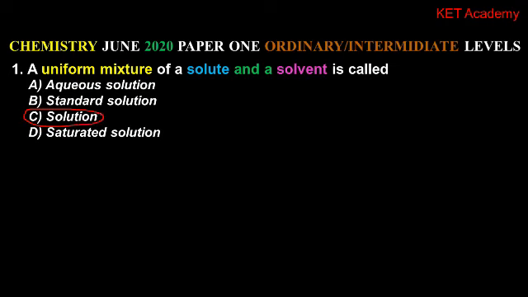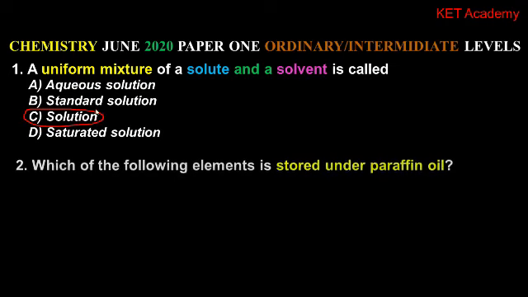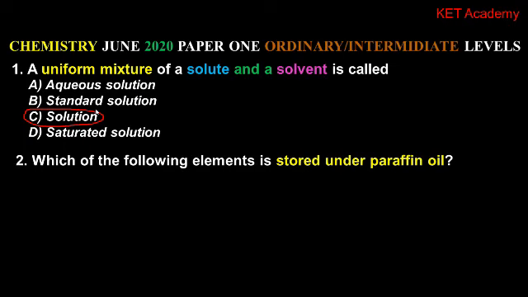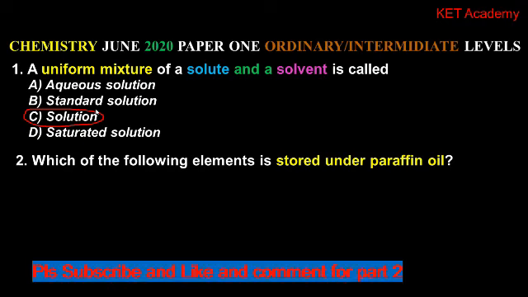That's our answer. Now the second question: which of the following elements is stored under paraffin oil? In order to answer this question very well, you have to have it in mind that majority of the group 1 elements are stored under paraffin oil, kerosene or paraffin wax. The reason being that they are extremely reactive. Extremely reactive here means that they can easily react with air or water. So they are stored under these inert substances to prevent direct contact.